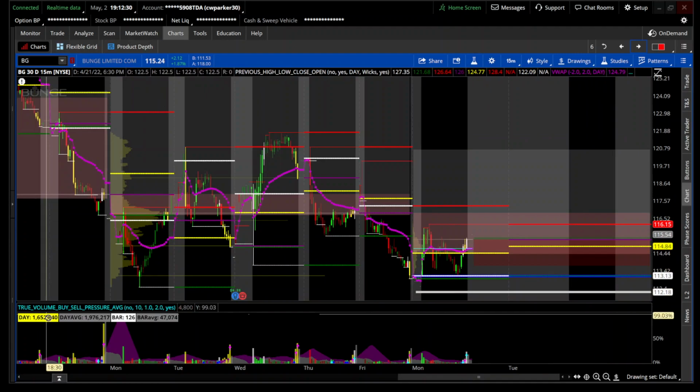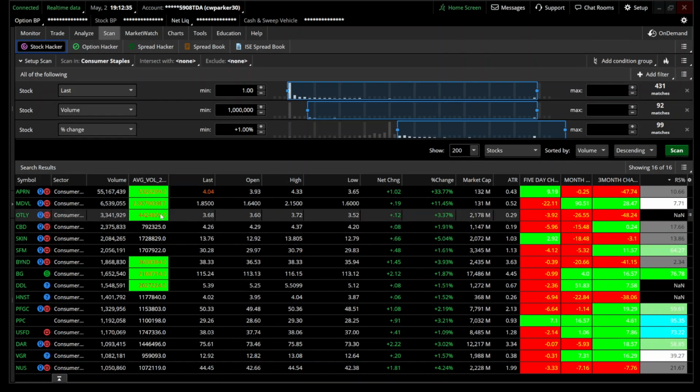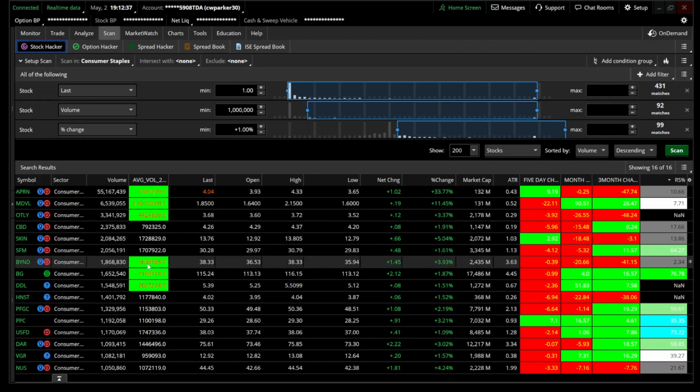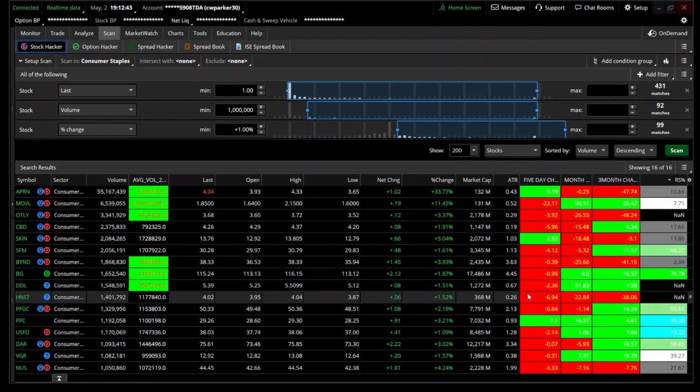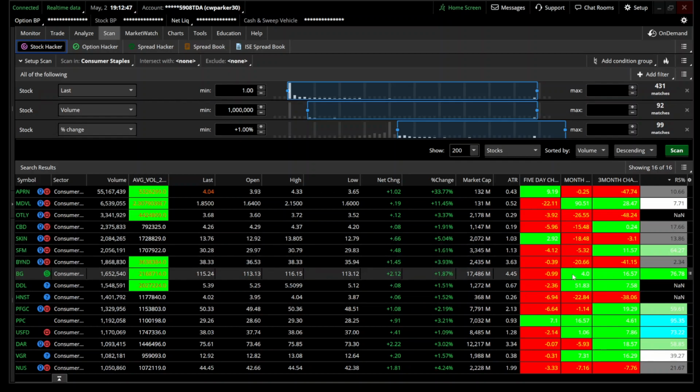But the biggest problem with this, it has no volume. And that was the other thing I should have looked at with BG. Even though its average volume is above 2 million, today they haven't had enough volume. And it's been in a downtrend. The last 5 days have been in a downtrend, but the month and the 3 month is up.